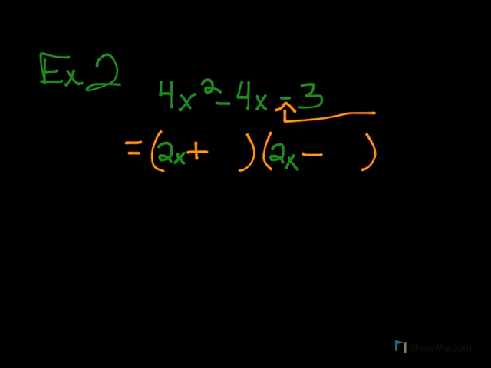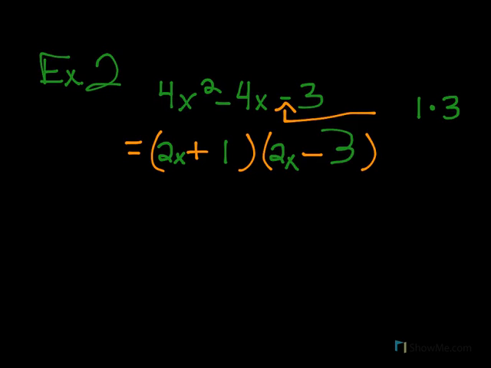Now we have to find, this is 3 right here. So we have to find multiples of 3 that when you add them or subtract them gives you negative 4. Well, you only have 1 times 3. That's really it. Those are the only ones. And because these are the same, it doesn't really matter where you put them. So this is going to be 1 and this is going to be 3. That's your answer.